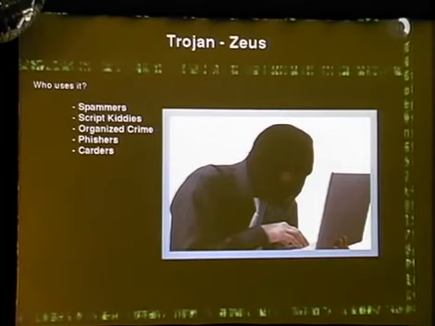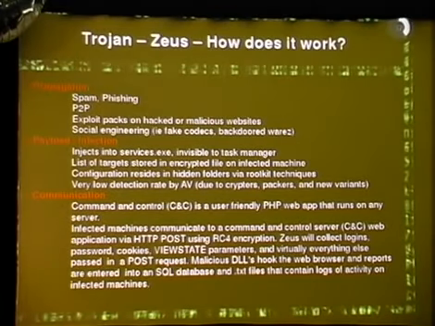And what is the payload that is most commonly deployed with exploit kits? The most common one is the Zeus Trojan. It's used by pretty much all the miscreants of the web. You've got spammers, script kiddies, organized crime, phishers, carders. This is kind of a one-size-fits-all Trojan that does all sorts of nastiness. It can be propagated through any of the methods we discussed before: spam, phishing, peer-to-peer, iframes on malicious websites.